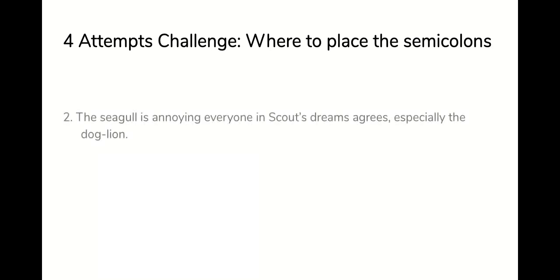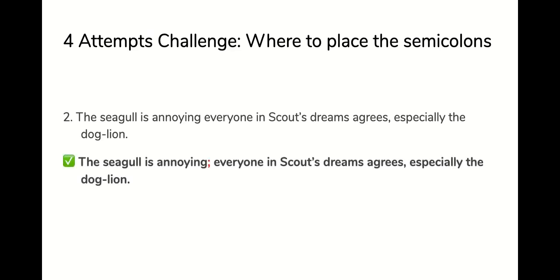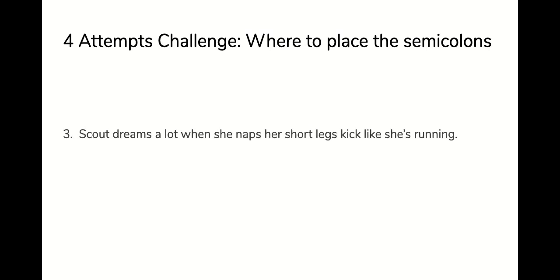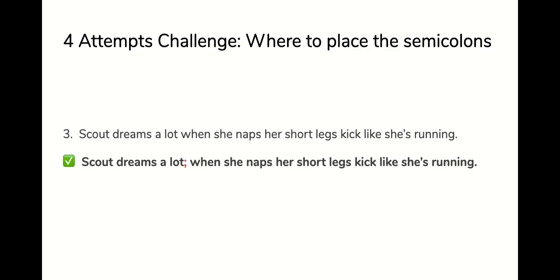Number 2, the seagull is annoying everyone in Scout's dreams, agrees, especially the dog lion. The seagull is annoying. Everyone in Scout's dreams agrees, especially the dog lion. Okay, so that's where the semicolon would go best. Number 3, Scout dreams a lot when she naps, her short legs kick like she's running. Scout dreams a lot, semicolon, when she naps, her short legs kick like she's running. So both sides of that semicolon could stand by themselves, so it's properly placed.